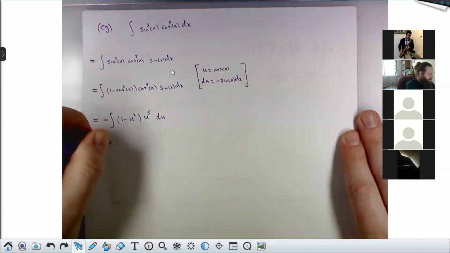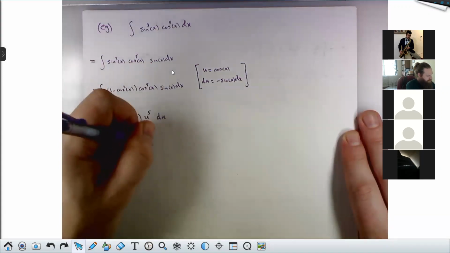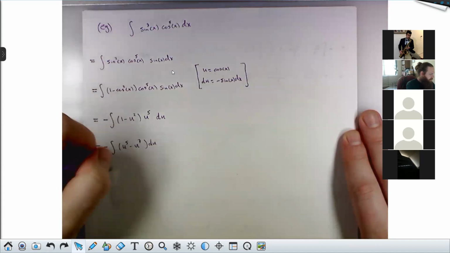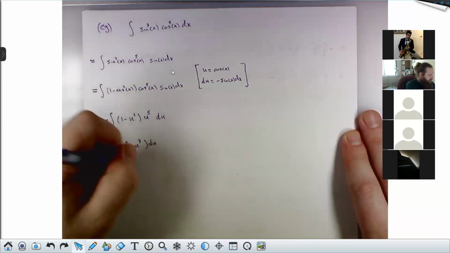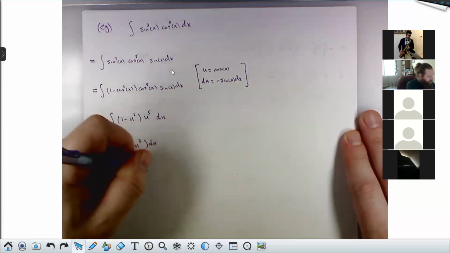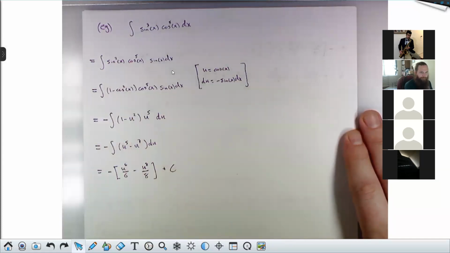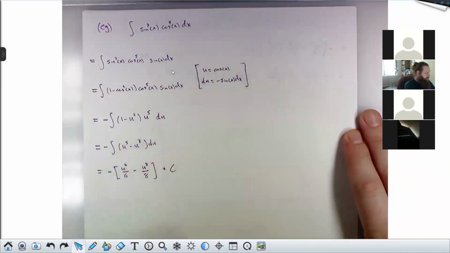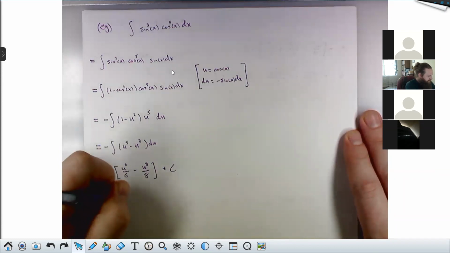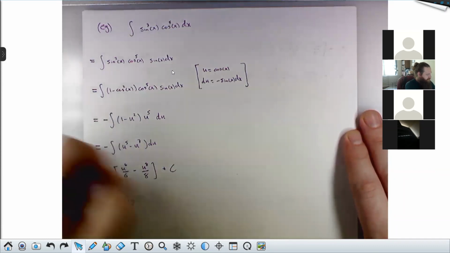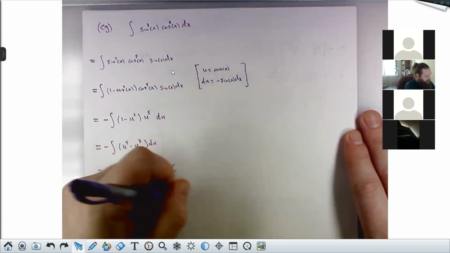Then we'll distribute the u to the 5. And then we'll take our antiderivative. So the negative, and then u to the 5 will become u to the 6 over 6, minus u to the 7 will become u to the 8 over 8. This is the step where we add our plus C, because there is no more integral. And then because it's an indefinite integral, we do have to go back to the original variable. I'll also distribute the negatives. This is negative cos to the 6 x over 6 plus cos to the 8 x over 8 plus C.